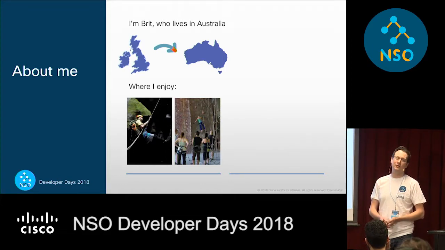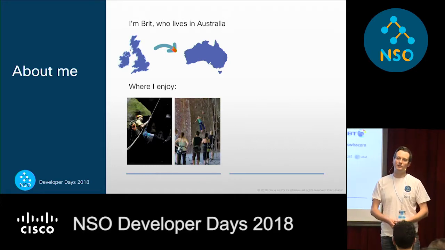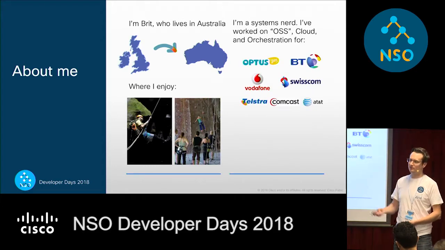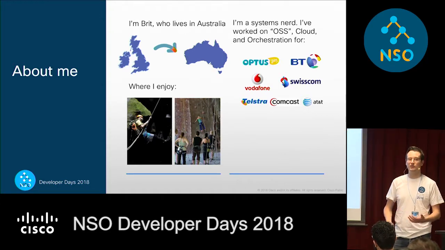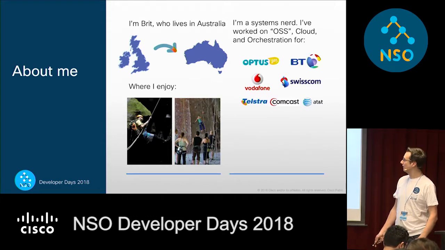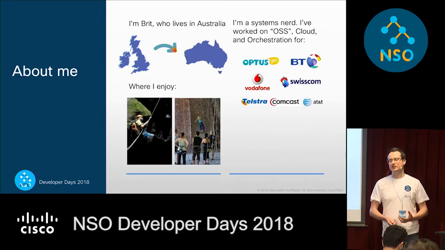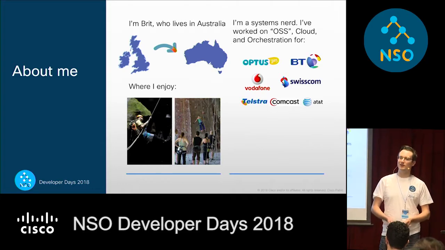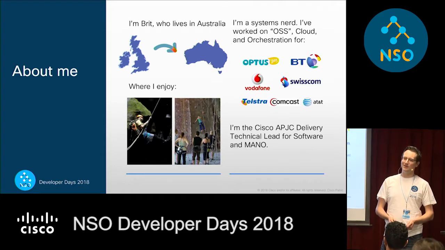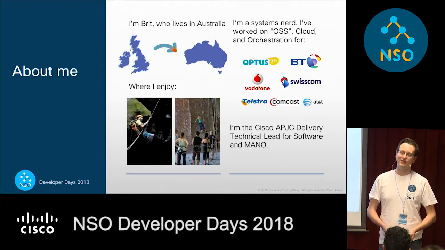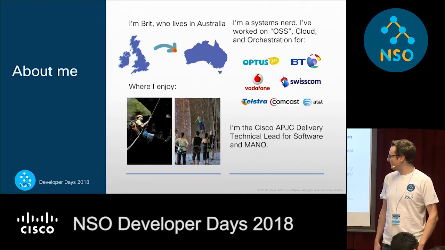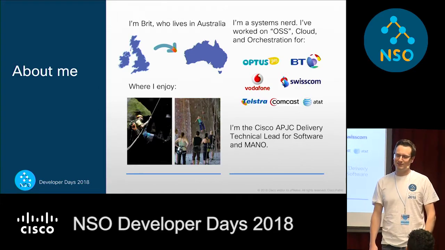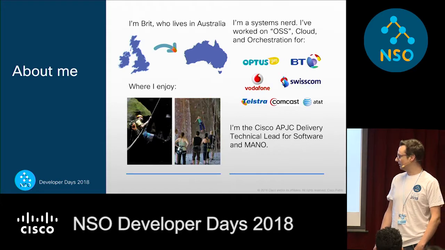I've been in this space for some time. I've worked on cloud OSS projects for a number of large service providers. The logos are up there. I've been with Cisco about 6.5 years, the last 2 and a bit years doing NSO. I'm technically the APJC Services Delivery Technical Lead. It sounds nice, but really it means my manager delegates a lot of stuff that she doesn't want to do to me. So, it's got its benefits, but it's got its downsides.